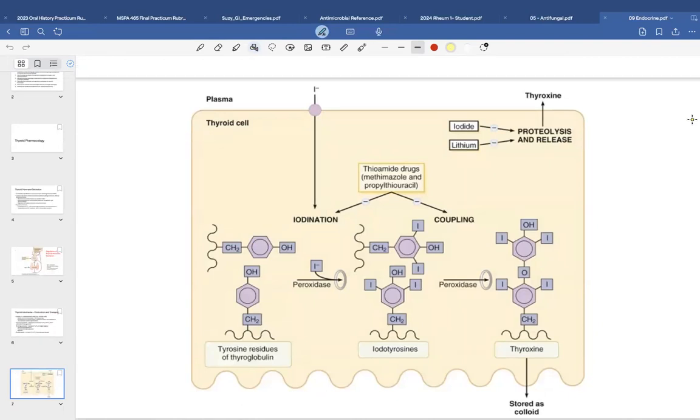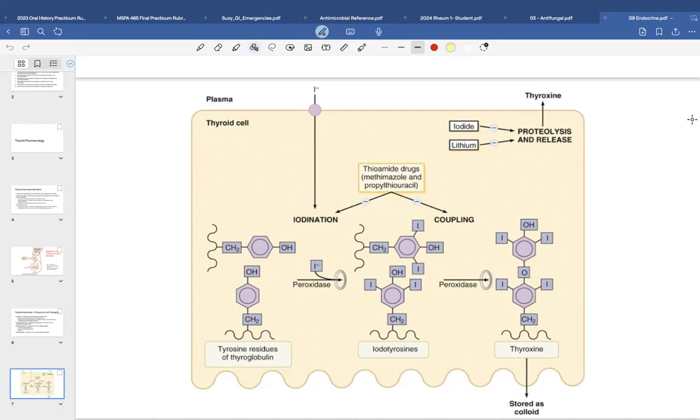Iodide, again, from the diet into the circulation, concentrates into the thyroid cell. Organifies, meaning it adds to the tyrosine residue of the thyroglobulin. Okay, so you have these iodides that are added to this protein here. This is T4. T4 has four iodide atoms, and T3 has 3 iodide atoms. So basically, this is a representation of T4 bound to the peroxidase.